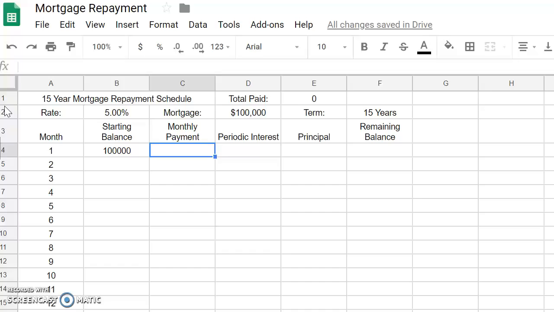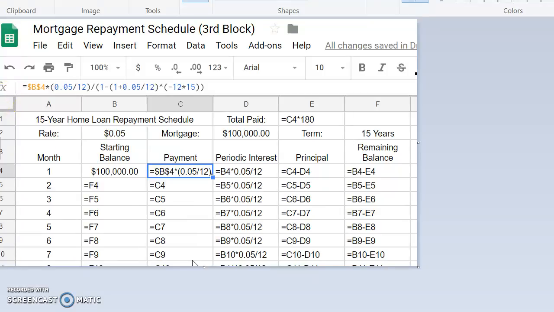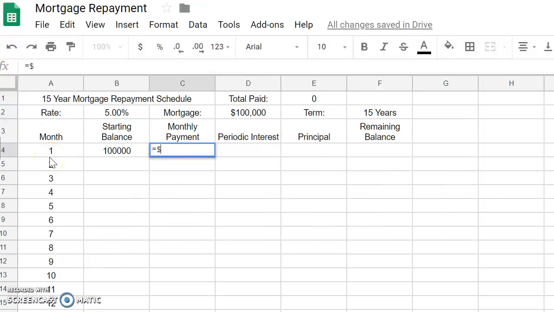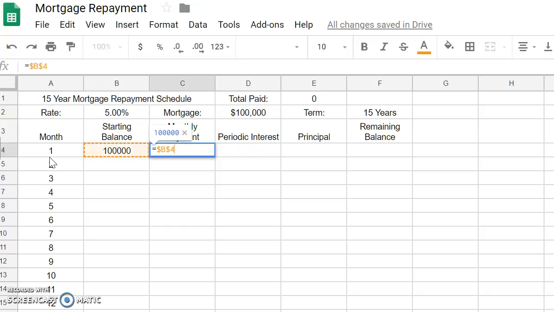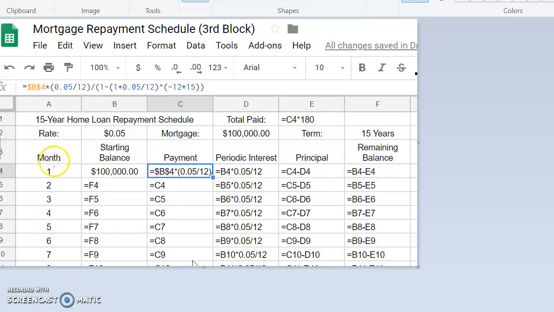So here we go. It's going to equal. Oh, and we need like money signs because money sign B, money sign 4. This makes sure that when I autofill, it will stick to that. Oh, I need to put in times. This is not as sophisticated as the calculators. You need to put in times.